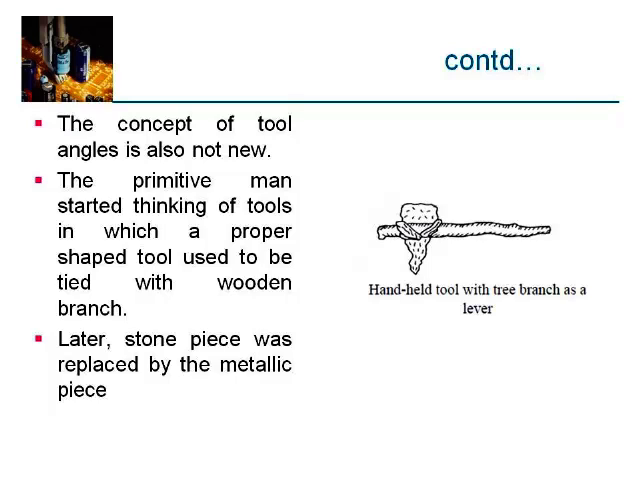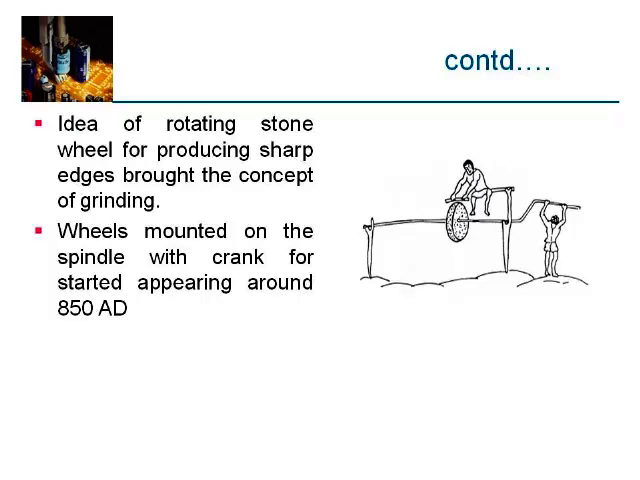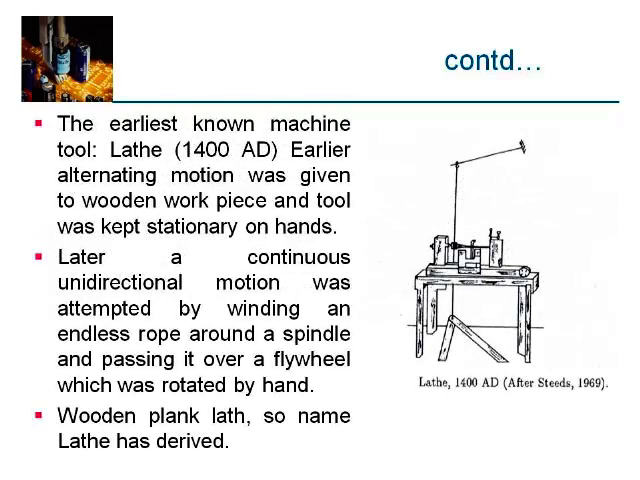The primitive man started thinking of tools in which a properly shaped tool was tied to a wooden branch. Later, the stone pieces were replaced by metallic pieces. The idea of rotating a stone wheel for producing sharp edges brought the concept of grinding. Wheels mounted on a spindle with a crank started appearing around 850 AD. The earliest known machine tool, that is the lathe, dates to 1400 AD.